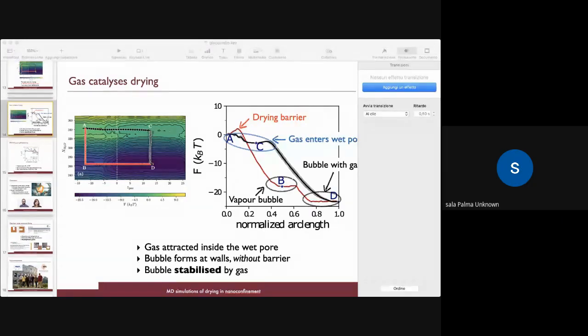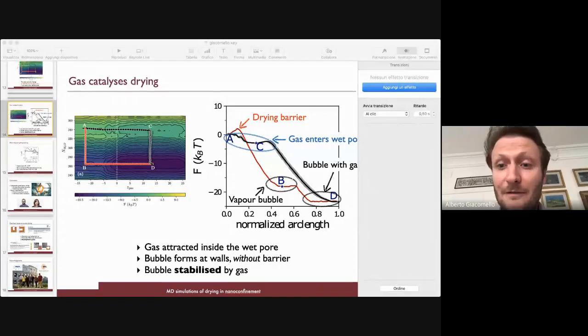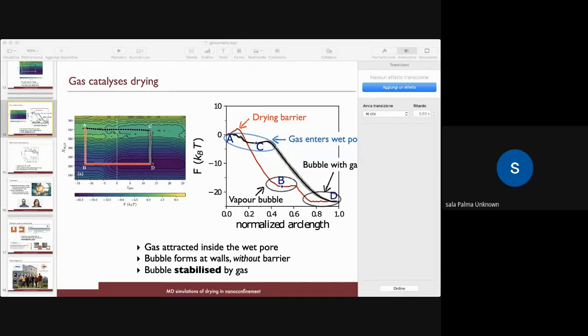I see. But you say it's possible they are there. It's possible they definitely are there. No. We measure the fact that they indeed help in favoring drying. Okay, good. Thank you very much.